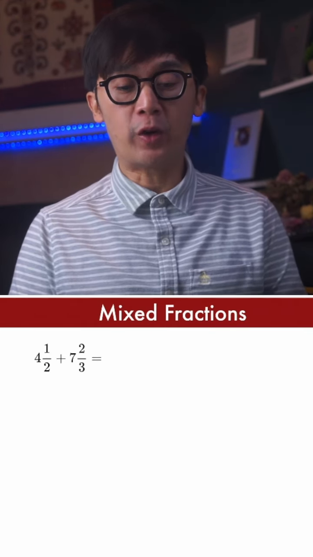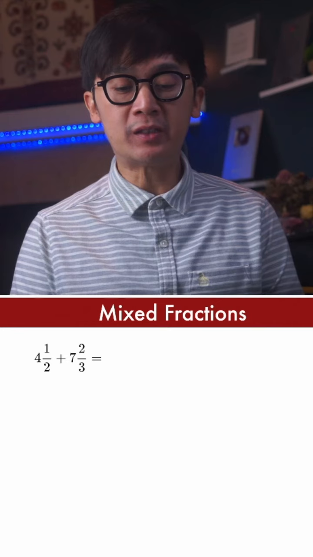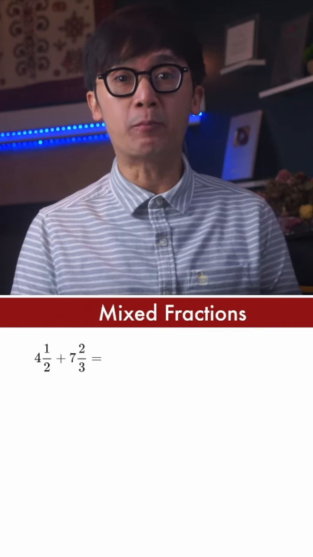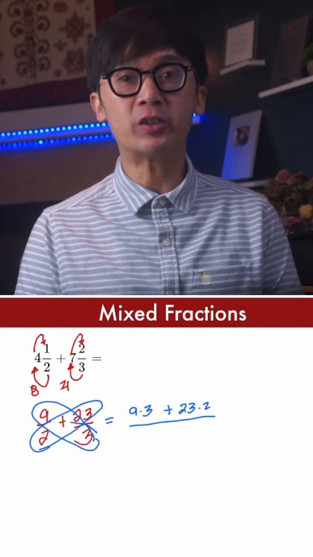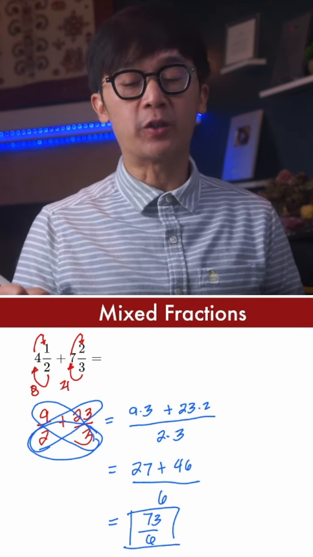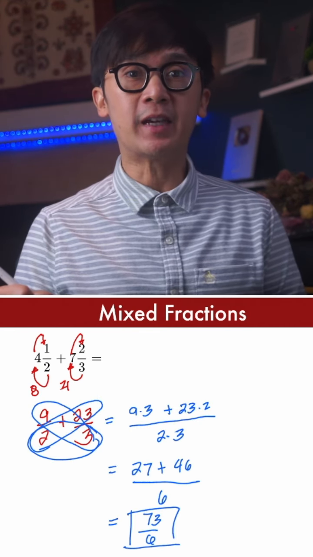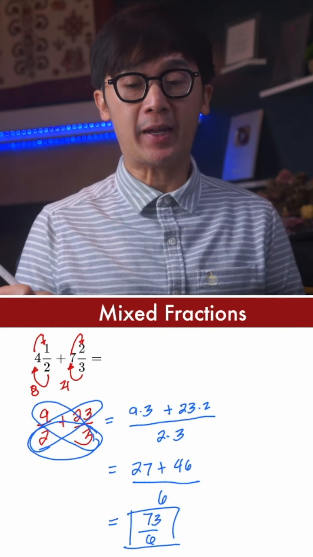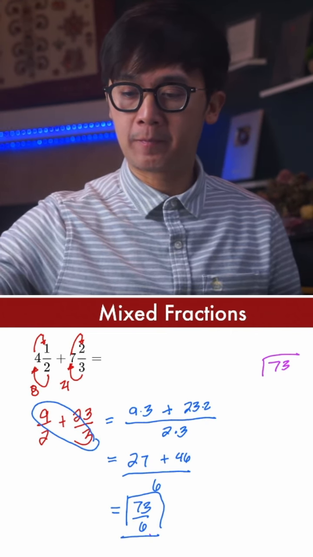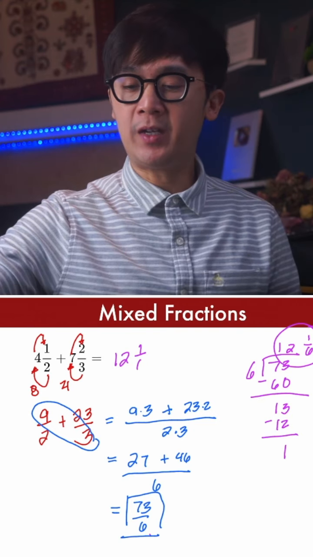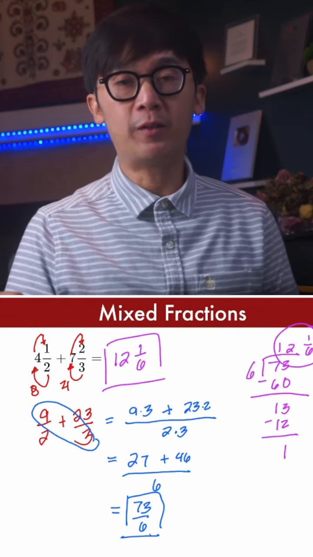Kaya kung meron tayong 4 and 1/2 plus 7 and 2/3, convert natin siya into improper fractions and then use the butterfly method para makuha natin yung sum ng ating fractions. So ang sagot natin would be 73 over 6, and then convert natin si 73 over 6 into a mixed number. So we have 6 divided by 7. So ang sagot natin would be 12 and 1 over 6.